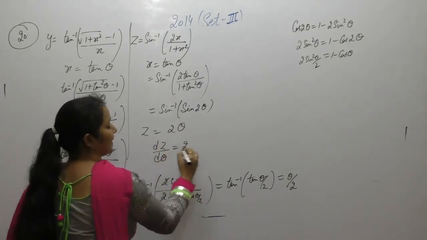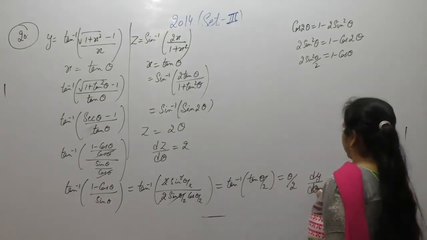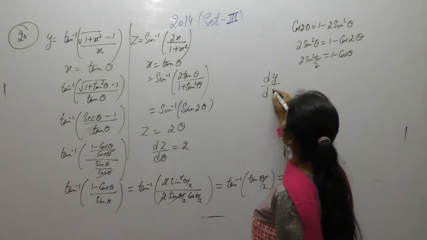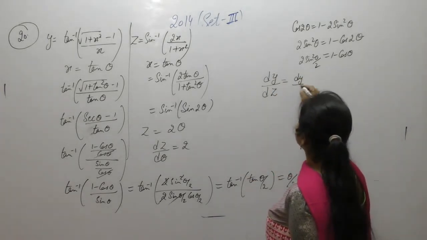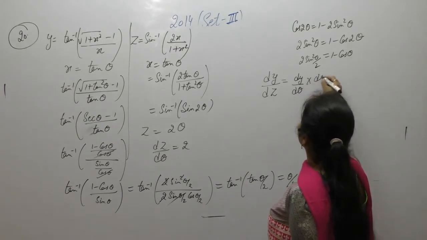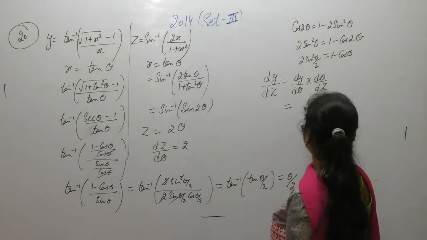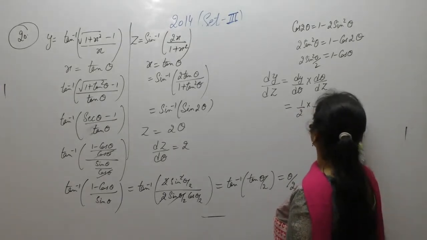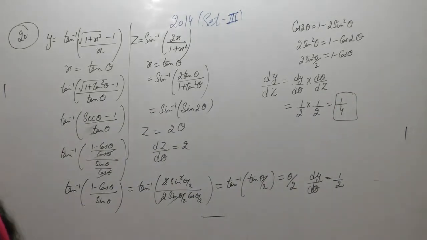Differentiate it with respect to theta, we get 2. Differentiate y with respect to theta, we get 1 by 2. Now we want the differentiation of y with respect to z. So we can write it as dy upon d theta into d theta upon dz. dy upon d theta is 1 by 2, dz upon d theta is 2, so we get 1 by 4.